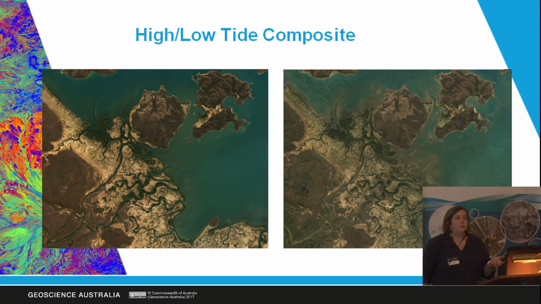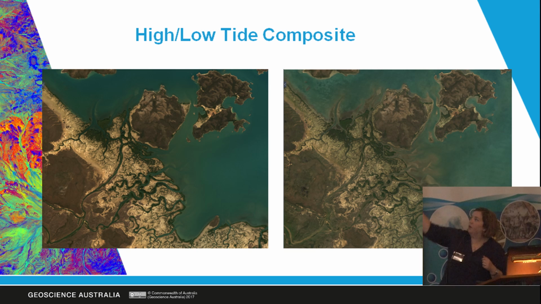What you can then do is use that image, that data, to produce these composite images. On the left you've got a high tide composite, and on the right you have a low tide composite. It takes that data set that tells you when the high tide was and when the low tide was, and it creates a picture that gives you the average conditions at that time.